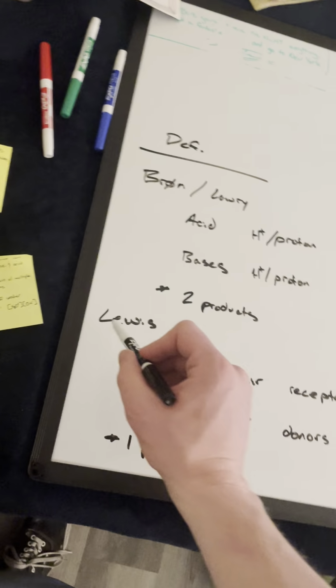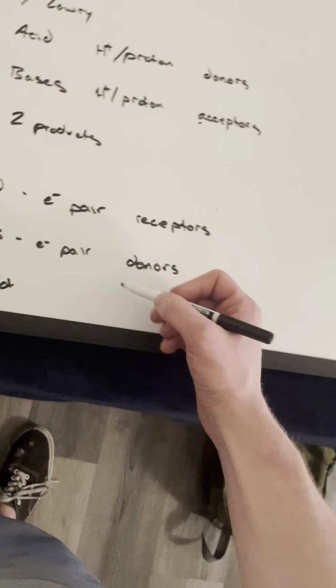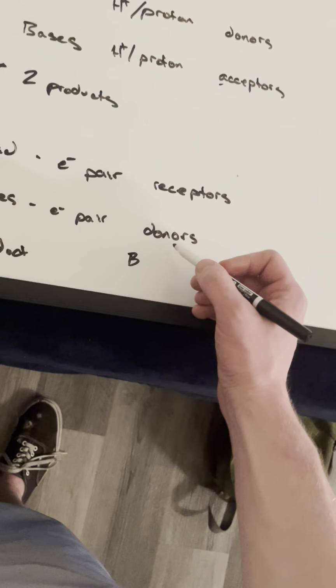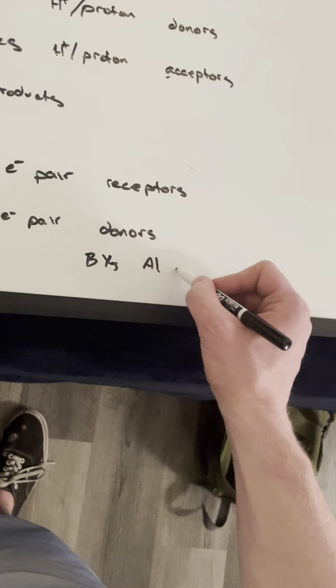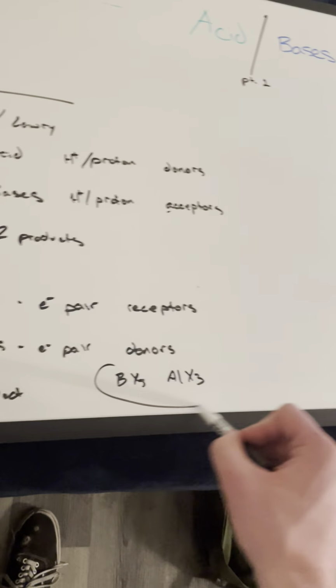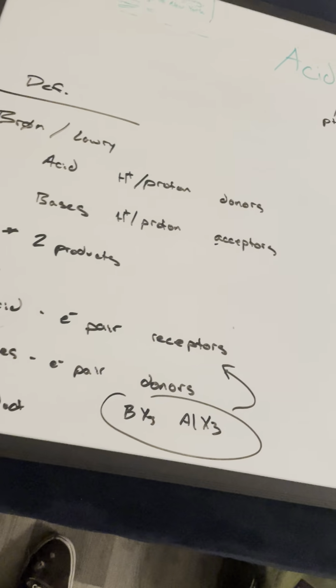And I don't remember it just based on the names, but these are going to be like boron something 3, aluminum something 3, as the acids. Those were at least the two that my teacher that I TA for used a lot.